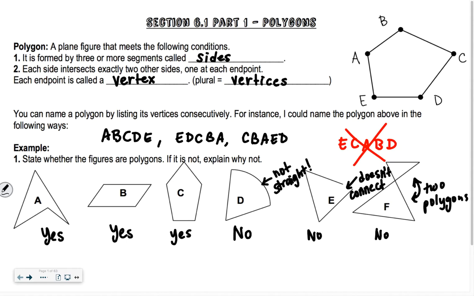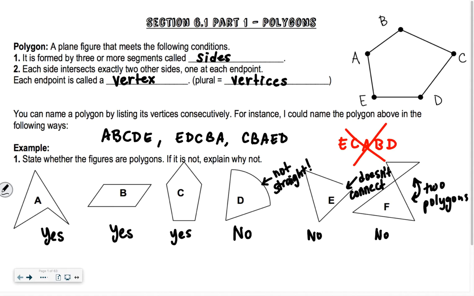Okay, so these ones are polygons, and they all have names. Like C, see how there's 5 sides? What do you guys think we call a 5-sided polygon? A pentagon, right? So it's a pentagon. And B is a parallelogram. We're going to learn all these names throughout this chapter. Hopefully you know a lot of them already.